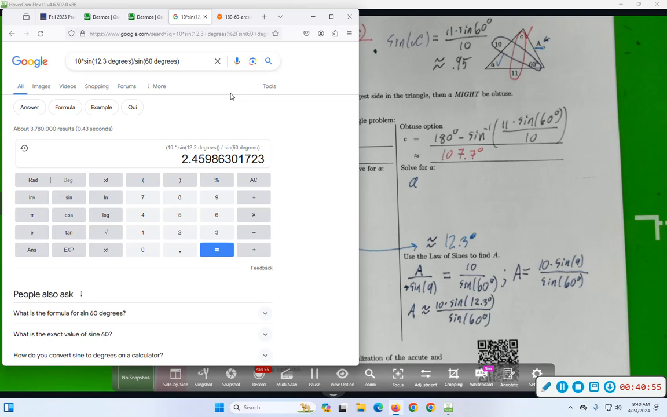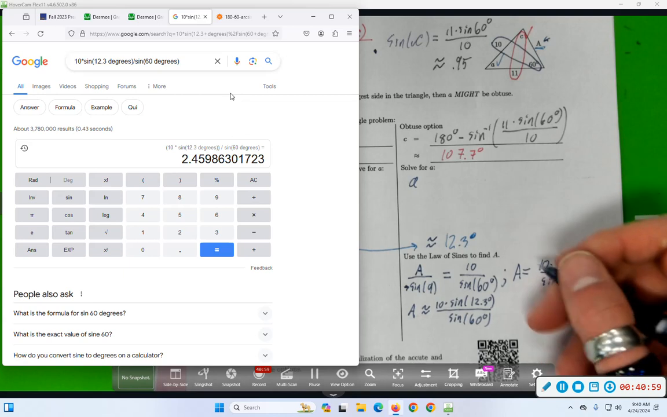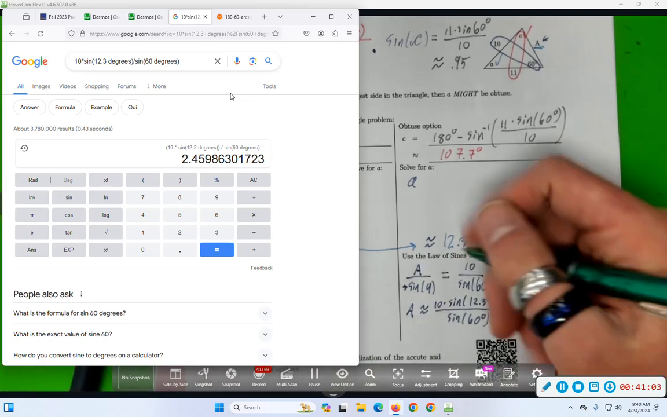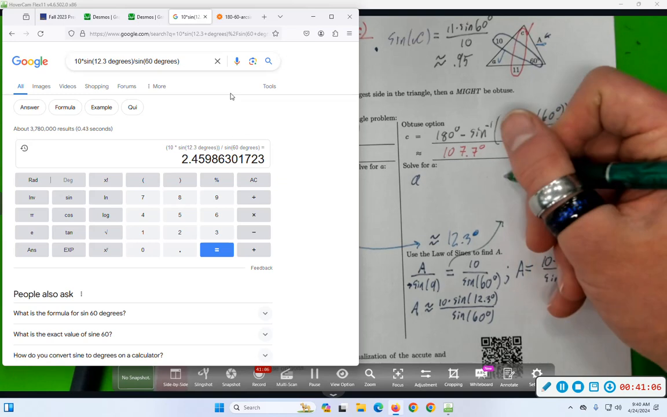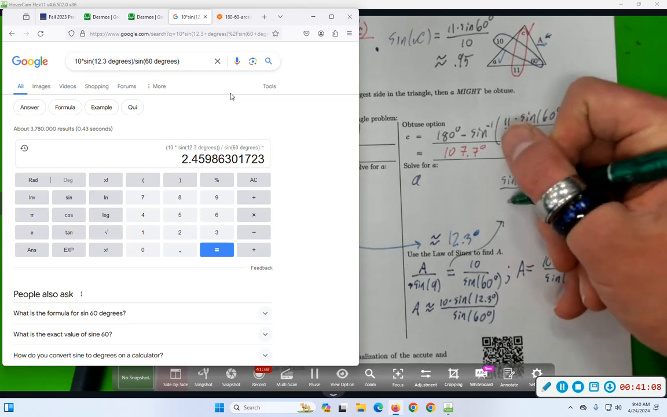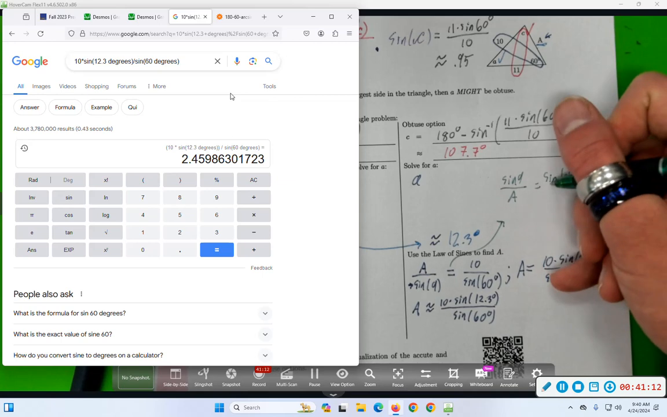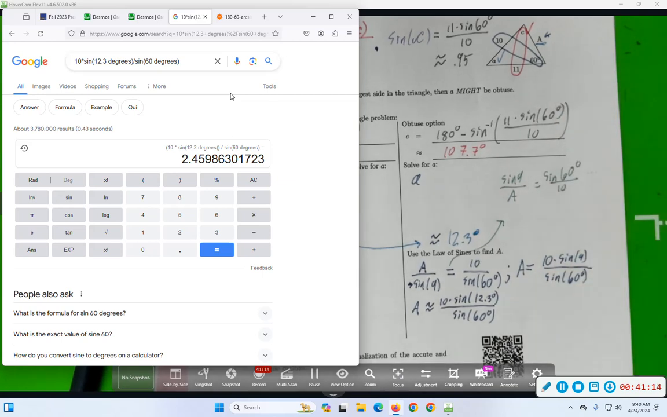I had mine flipped, so my lengths were on the bottom and my degrees were on the top, and I got a different answer. Ooh, let's talk through it. So you wrote down sine of little a over big A equals sine 60 degrees over 10. Talk me through your steps. What did you do to this?